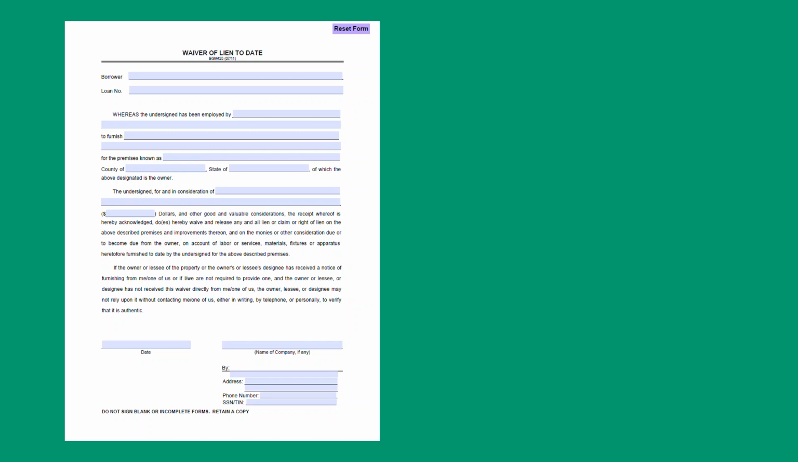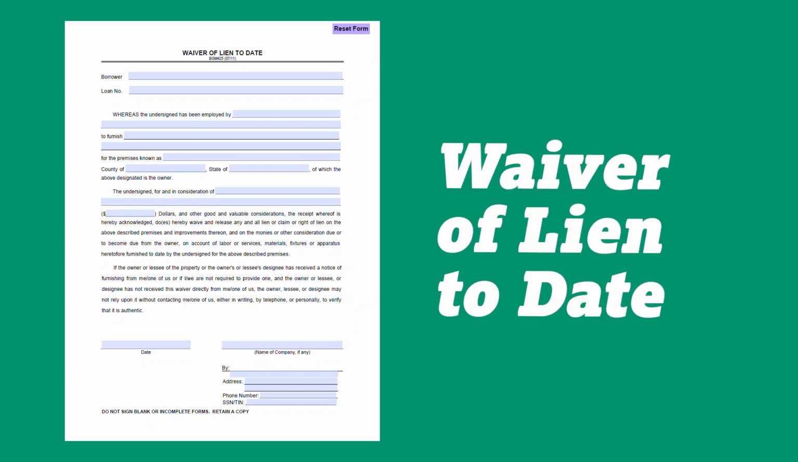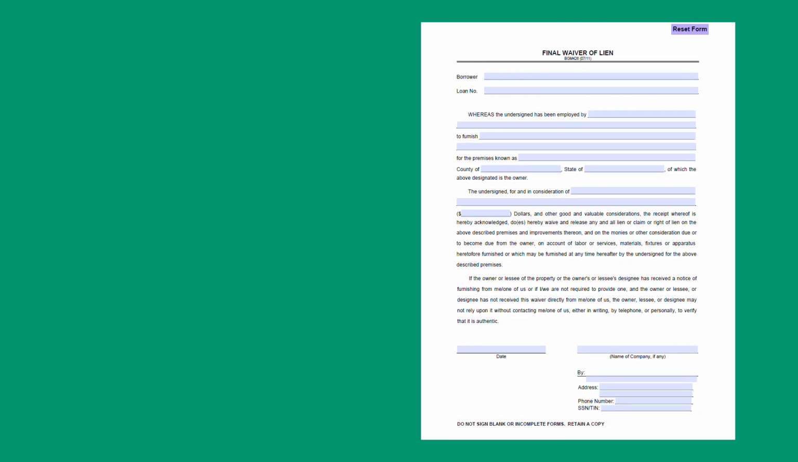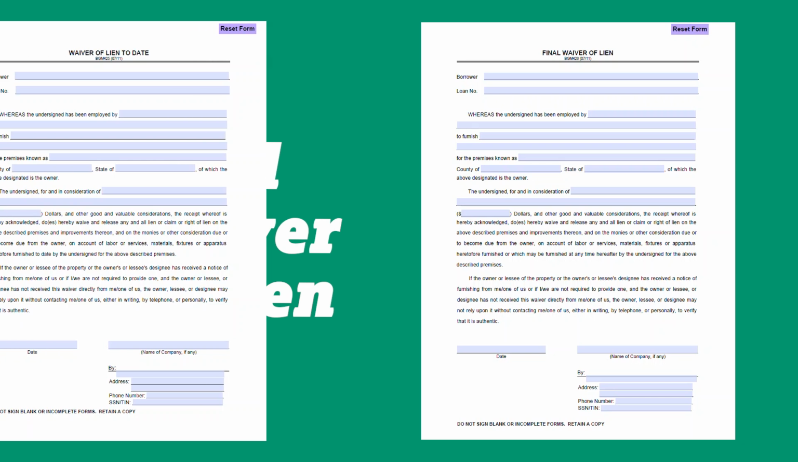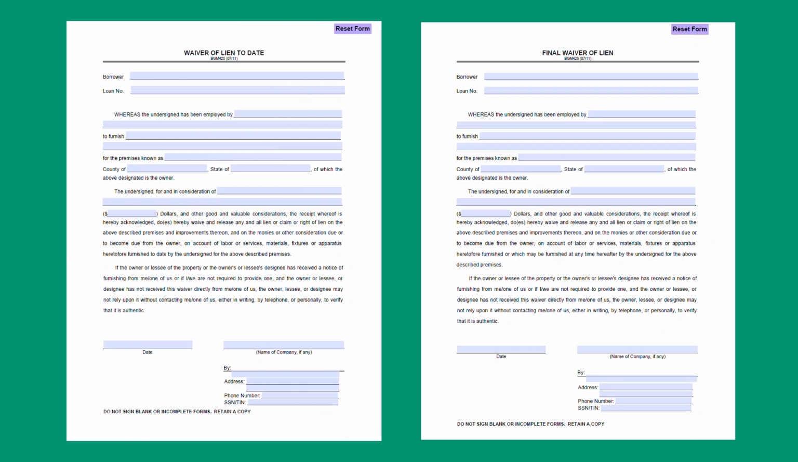GreenStone and our associated title companies utilize two different versions of a lien waiver: a partial unconditional lien waiver, which may also be called a waiver of lien to date, and a full unconditional waiver of lien, also called a final waiver of lien. These forms are very similar to one another, but are utilized at different points in time.